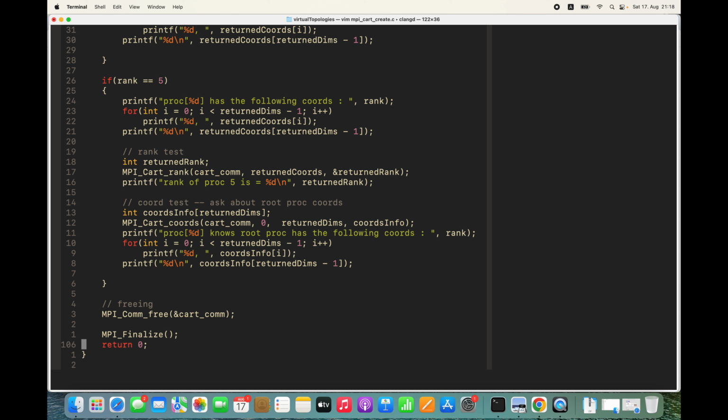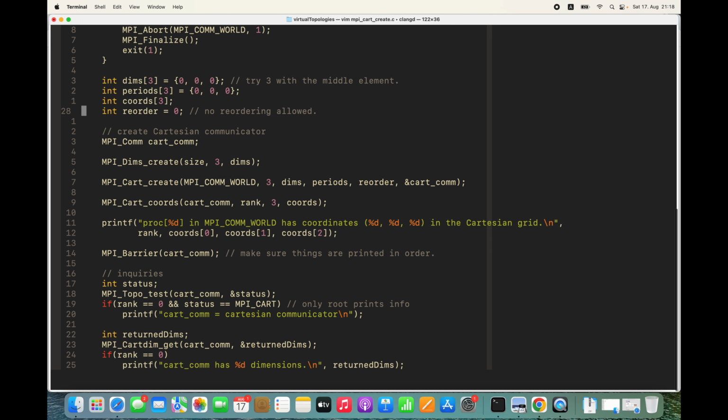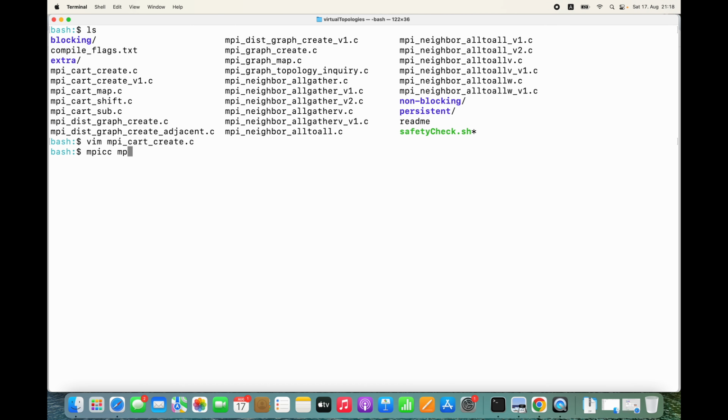So I think you got all the code, and then in the end, you need to take care of the garbage collection, or the resources that you have allocated. You need to free them once you're done with them, and then you call MPI_Finalize, of course. So let us just run this MPI_Cart_create, let's see, with mpirun -np 12 processes, as we said we need.